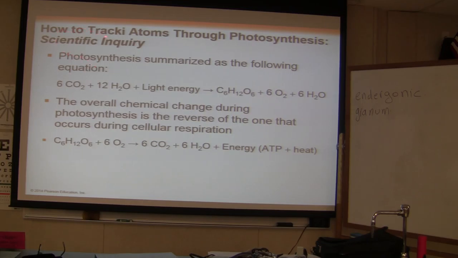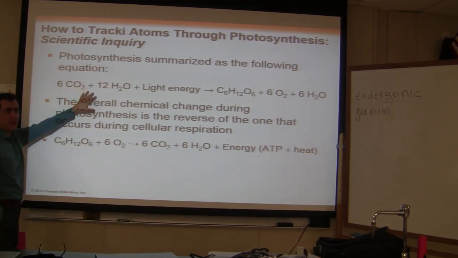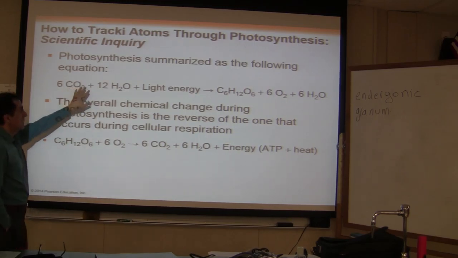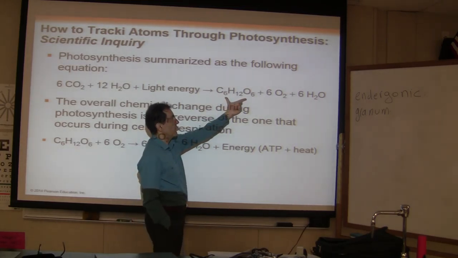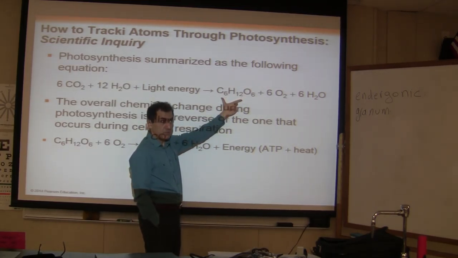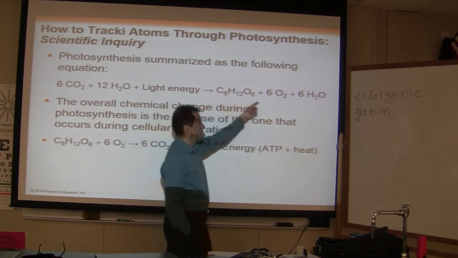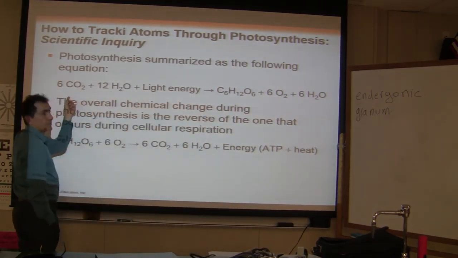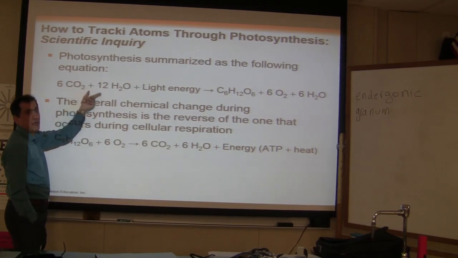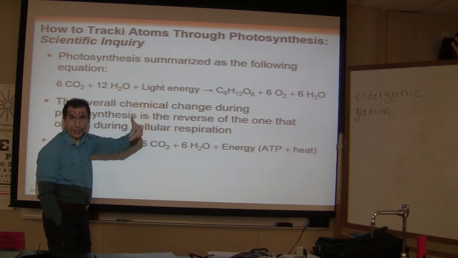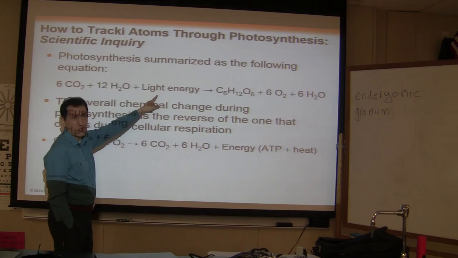Okay? How to track atoms through photosynthesis, scientific inquiry. Okay, photosynthesis summarized as the following equation. Carbon dioxide, of course, in chemistry you learn a chemical equation has to be balanced. Right, so carbon dioxide plus water plus light gives you, what is this formula of? Glucose, oxygen, and water. These are the end products of photosynthesis. This is what goes into photosynthesis. Carbon dioxide from air, water from environment, rain or stream, or irrigation, and then of course you need light energy.